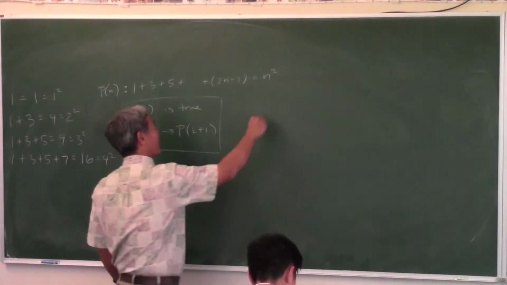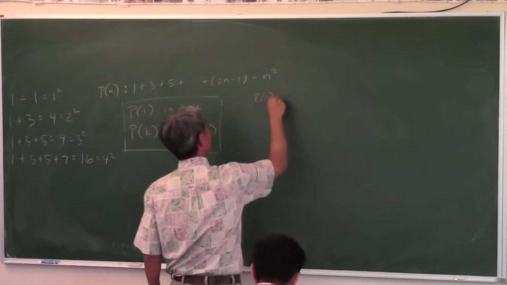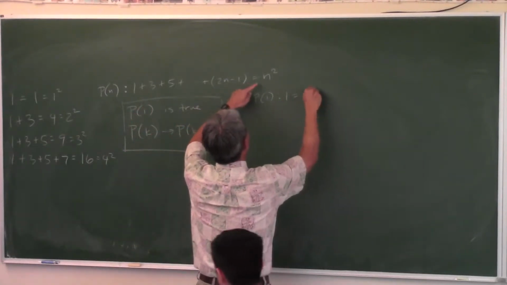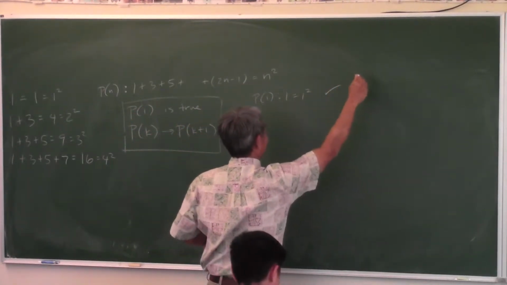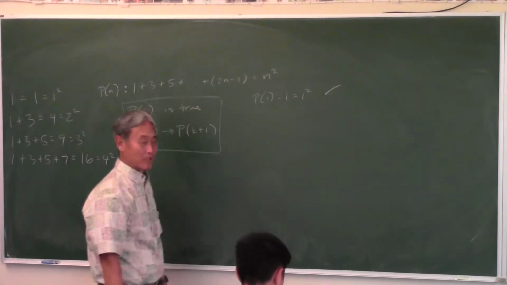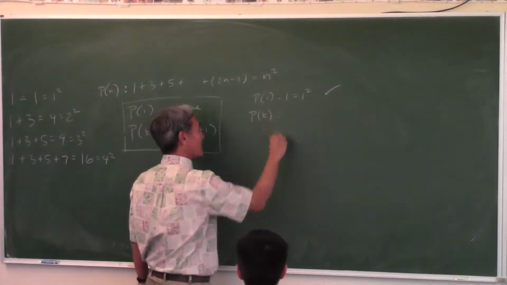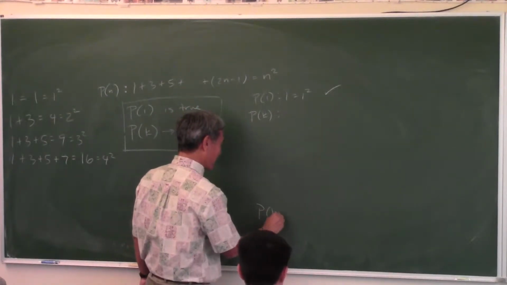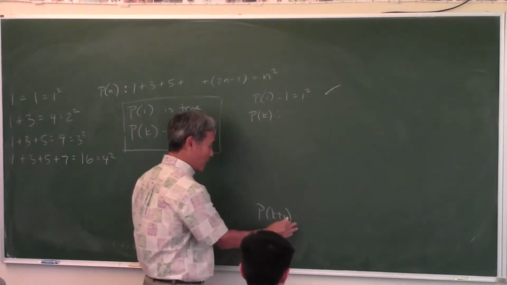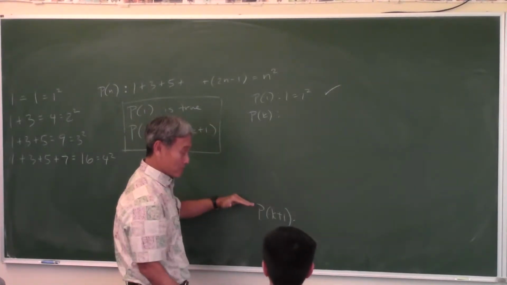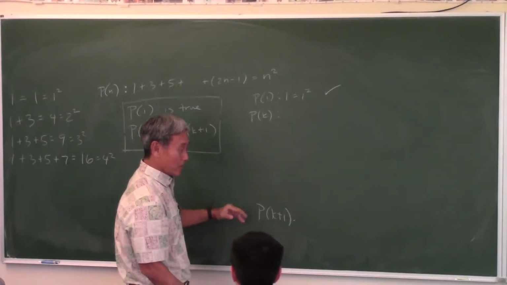So let's first prove that P of 1 is true. Well, is 1 equal to 1 squared? Yes. That's the easy one. Now we have to show that P of k implies P of k plus 1. In other words, if this statement is true, then this one will be true. Write out the second statement.